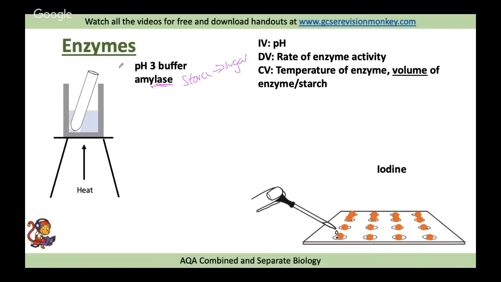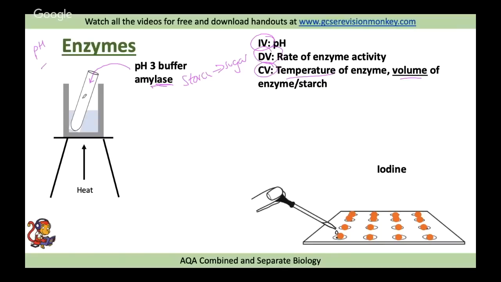So we start off by putting a certain pH in, because this time we're going to look at how pH affects enzyme activity. So the independent variable we're using is pH. We could use a range of buffers like pH 3, pH 5, pH 8, etc. We're going to measure the rate of enzyme activity, and we're going to control temperature and the volume of enzyme and starch that you're using, etc.